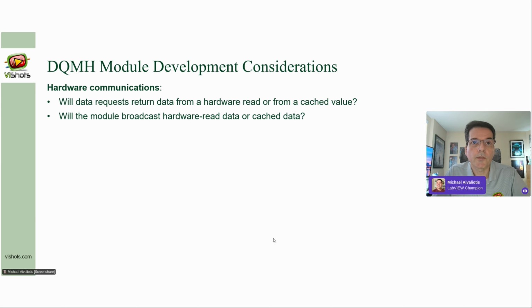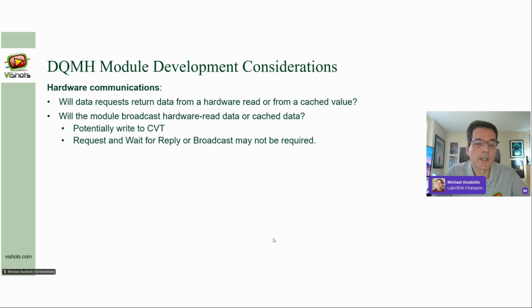Will the module broadcast hardware read data? Again, broadcasting, will it be broadcasting cache data or actual data? Some of you in the audience probably use a CVT, a current value table. So you might not need to get the data via request. You might not need to broadcast the data. Internally, the module could automatically dump the data into a current value table, and then the caller can just get the data from that. So again, these are design considerations you have to think about in your specific use case.